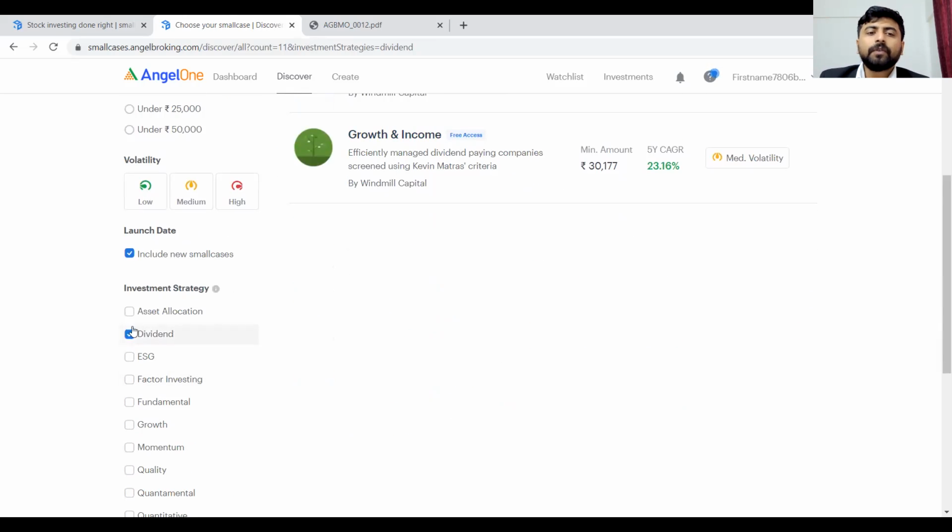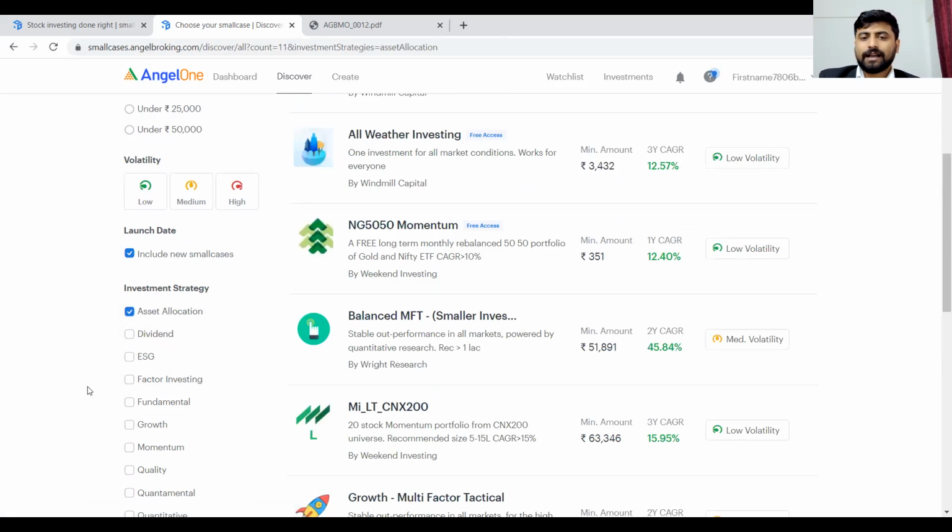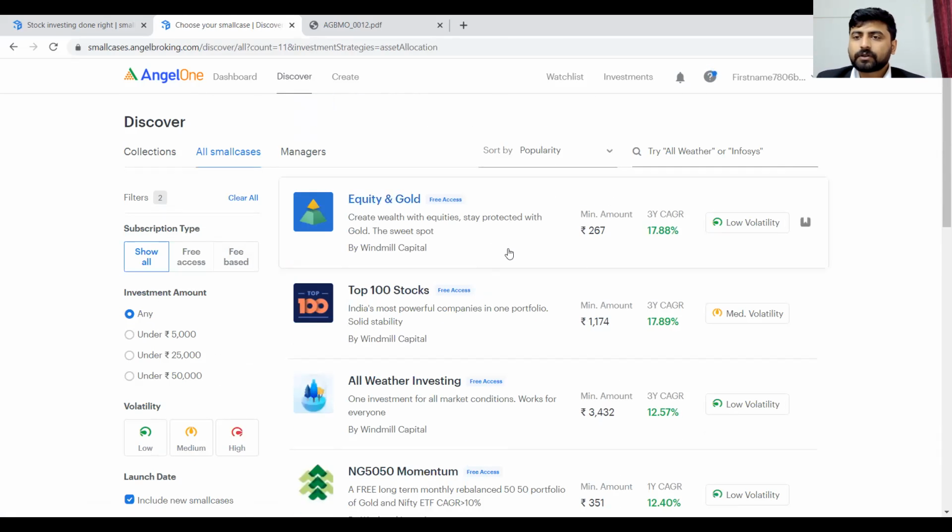So now, if you wish to look at asset allocation as an investment strategy, you will be able to see those particular small cases here. Now, you will also notice all weather investing here. And the reason is because this is an asset allocation strategy. And there are 3 asset classes here, not just equity, not just stocks. We have gold and we have liquid base also.